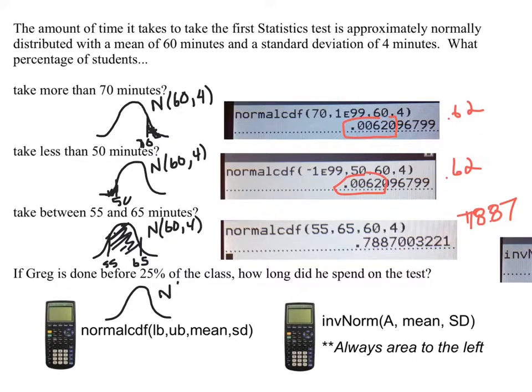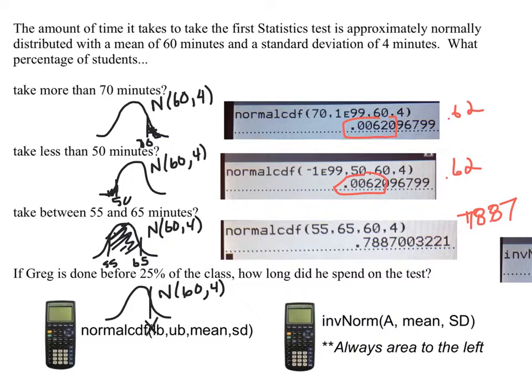Whenever you deal with time, it's a little tricky to draw these. So if Greg was done before 25%, I would think, okay, so 25% finish after Greg. So Greg's going to be up here. He took longer than the average, because if he were at the average, half of the students would have finished after him. But in this case, only 25% did. So we put an X.